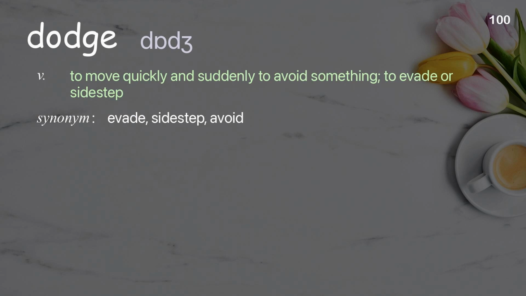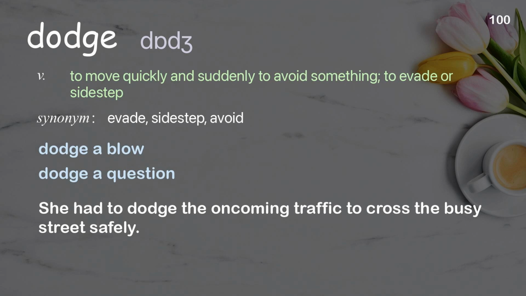Dodge. To move quickly and suddenly to avoid something, to evade or sidestep. Examples: Dodge a blow. Dodge a question. She had to dodge the oncoming traffic to cross the busy street safely.